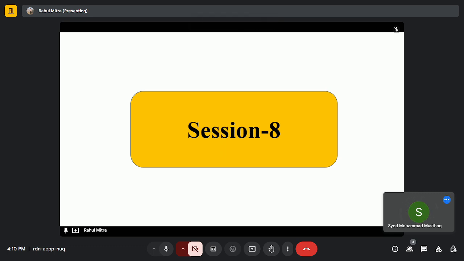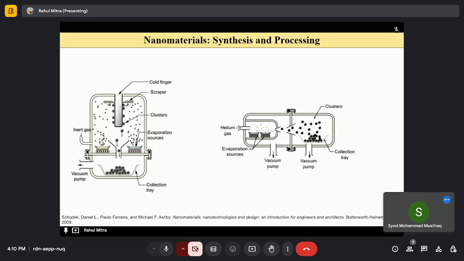Let's start session 8. We characterize nanomaterials depending upon the dimensions, like 0D, 1D, 2D, and 3D. Again, we define the definition of 0 dimension, 1 dimension, 2, and so on. The dimension of nanomaterials is the number of dimensions which are not in the nanoscale. If I take 0 dimension, then all other dimensions are not in nanoscale.